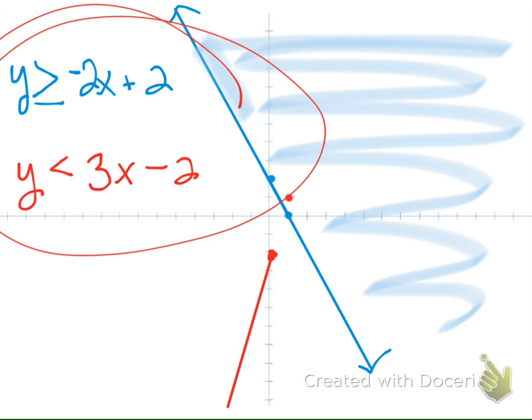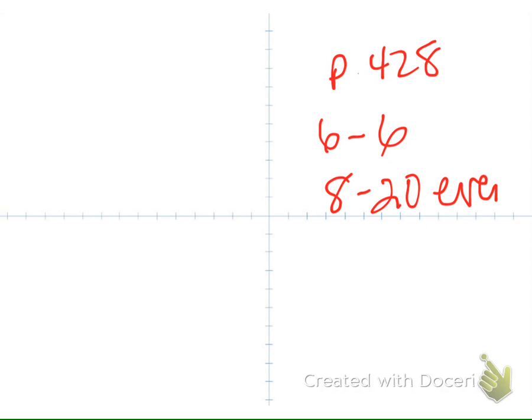That's what they want in number 18 and 20. They want those two inequalities. You look at the picture, you figure them out just like we just did. Okay? Quizzes tomorrow. 8 through 20 even. So page 428, 6-6, 8 through 20 even is the assignment. Work well.